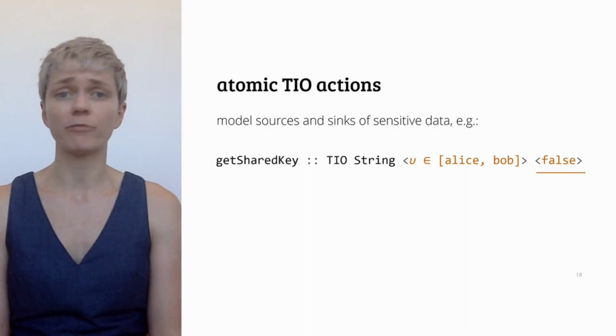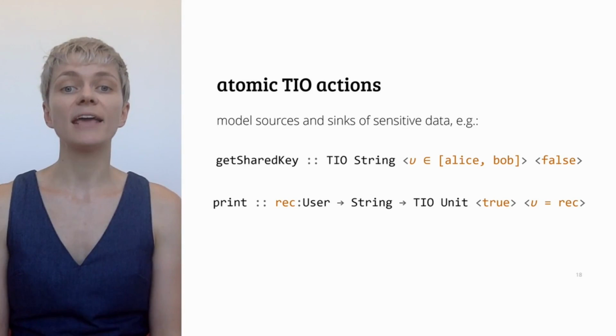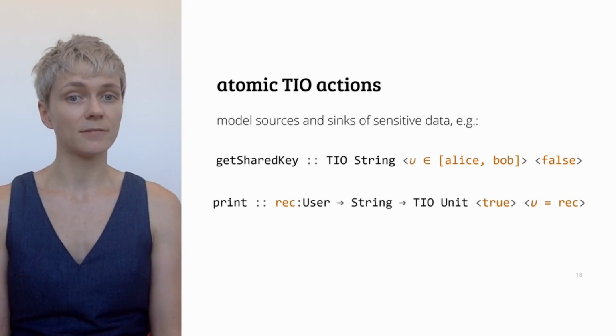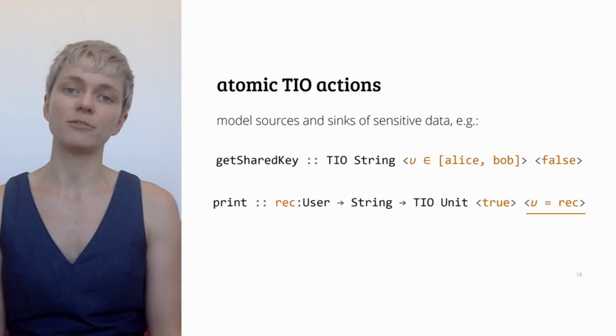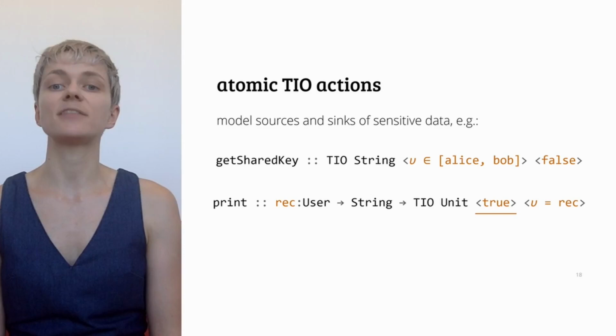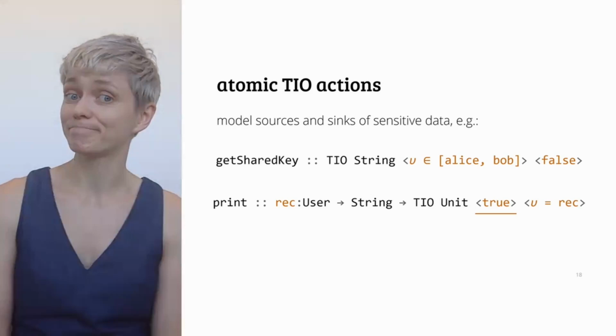On the other hand, I can define an output action print that outputs a string to a given recipient. The output label of its type guarantees that only the intended recipient will see the string, while the input label true indicates that the return value unit is public. Good luck trying to hide a unit.